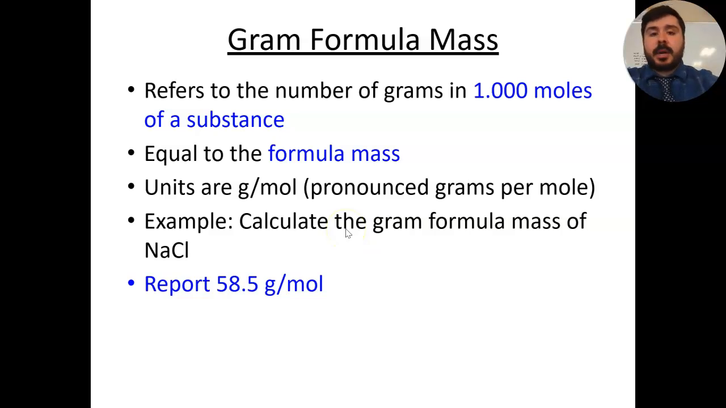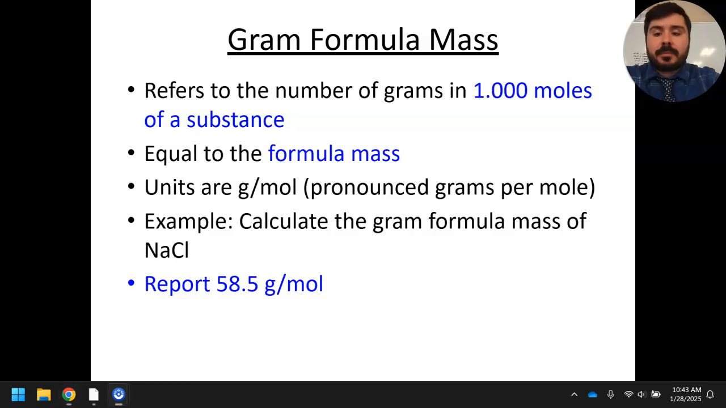So really simple here, simple calculation for our very first gram formula mass calculation. We're asked to report and calculate the gram formula mass of NaCl. Well, where the heck did I get that from? Okay, it's actually pretty simple here. So we go to the periodic table. We're talking, of course, about NaCl, right? One of our classic examples. Whoopsie, wrong color. One of our classic examples here of NaCl right here. Okay, so NaCl is what we are referring to.